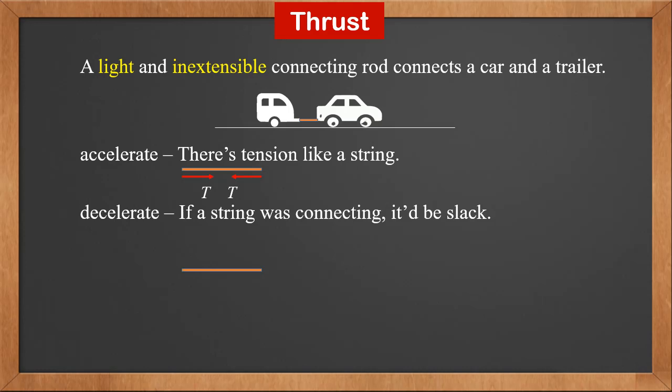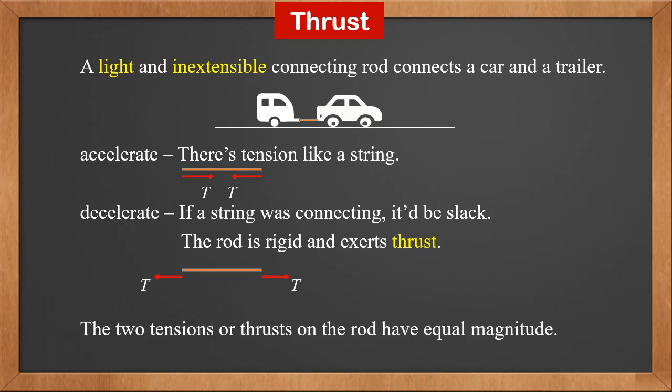When the driver hits the brake and the car starts to decelerate, due to inertia, the trailer will still go at the same velocity and crash into the rod. If a string was connecting the car and the trailer, the string would be slack and not able to exert any tension. But the rod is rigid and can exert thrusts. When the car decelerates, the rod exerts a thrust on the trailer, pushing it backward. And it exerts a thrust on the car, pushing it forward. The two tensions or thrusts on the rod are of equal magnitude.